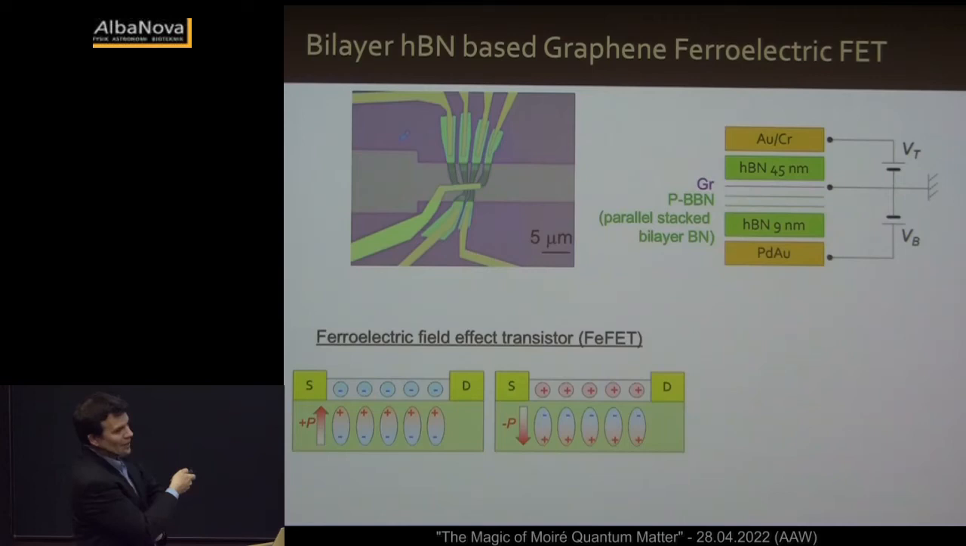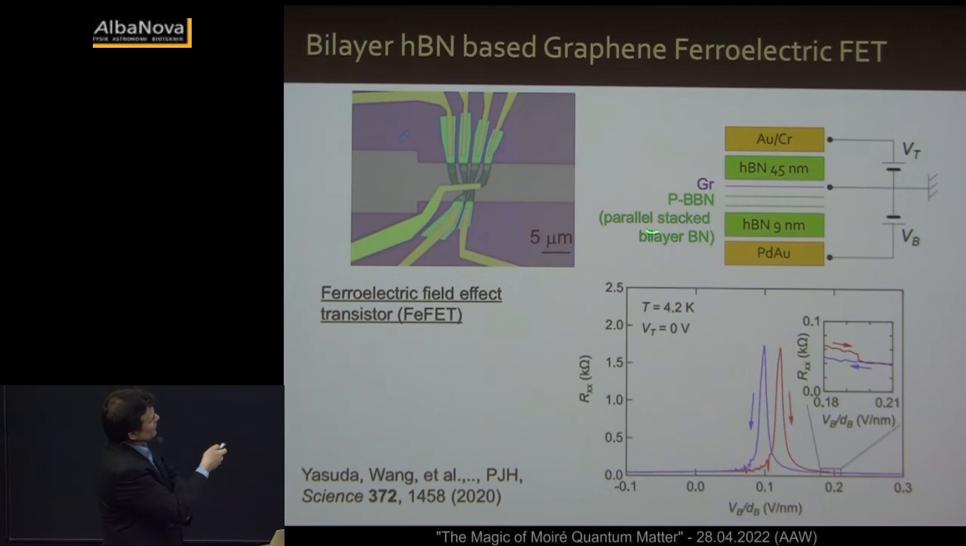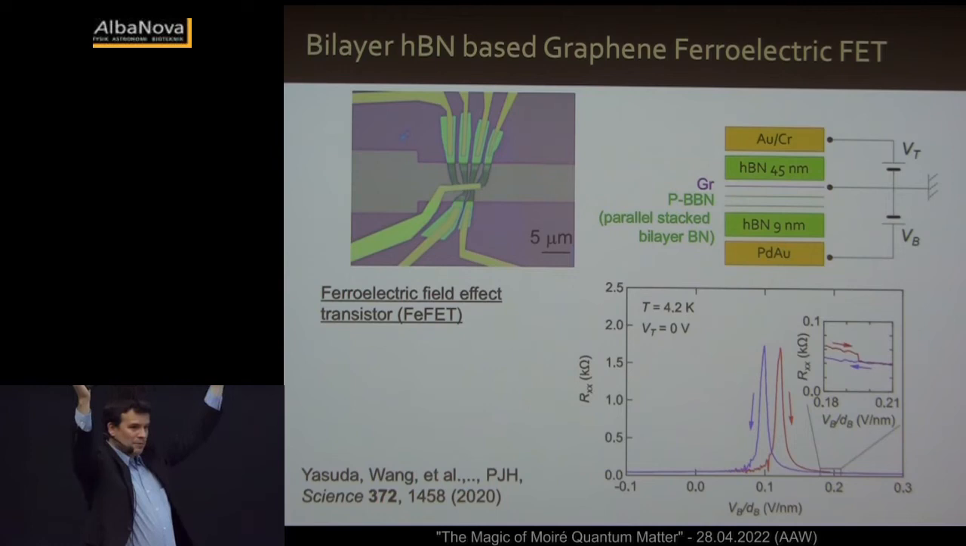So if you measure the resistivity of this graphene on top of this parallel stack of boron nitride, remember, conductivity is V-shape, so resistivity, which is 1 over conductivity, has this peak structure, okay? So if you sweep your voltage in one direction, you have the red trace. If you then sweep the voltage in the opposite direction, you have the blue trace. You see this hysteresis. This hysteresis is the typical signature of ferroelectric behavior.